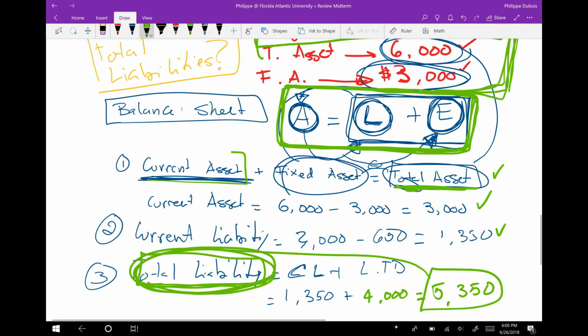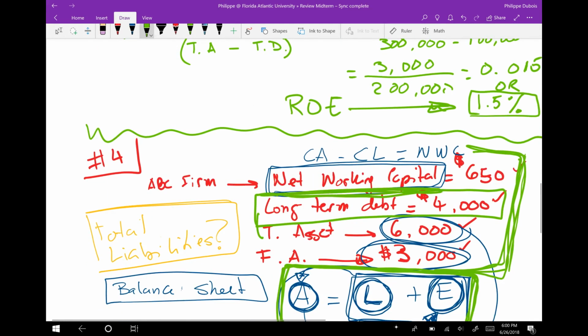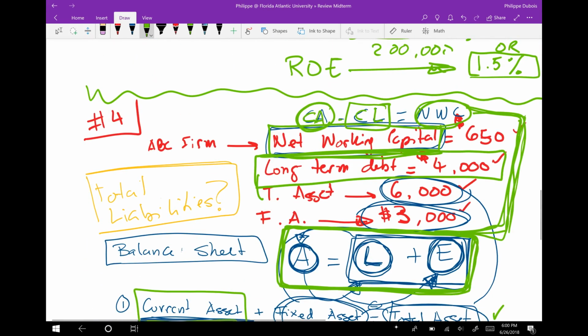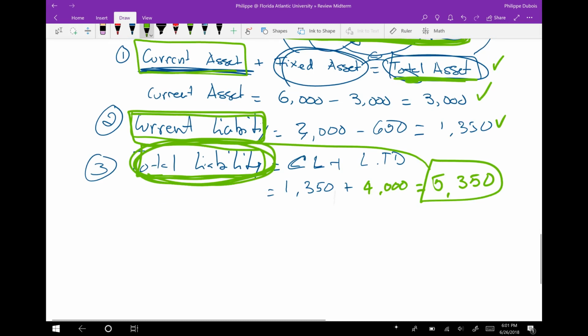First step is to find your current asset. Once you find the current asset, you'll be able to calculate your current liability because you're given the net working capital, and the formula for net working capital is current asset minus current liability. Once you find the current liability, plus long-term debt will give you total liability, and you've solved the problem.